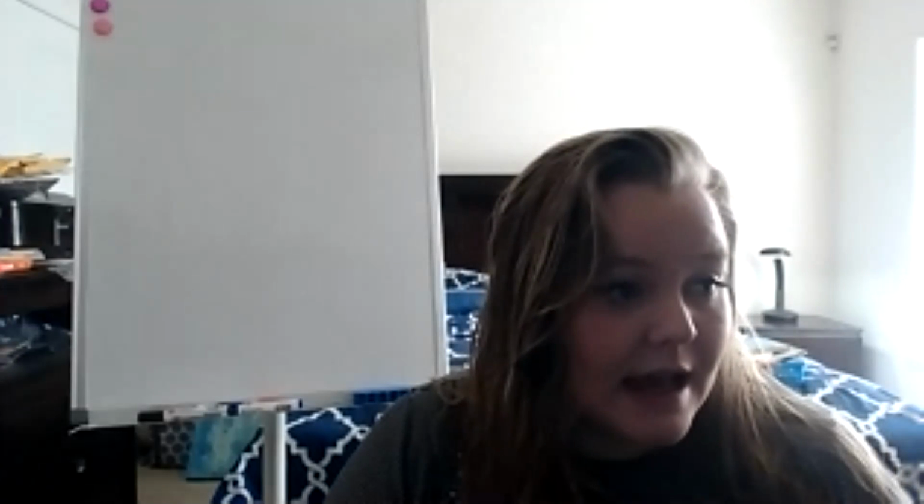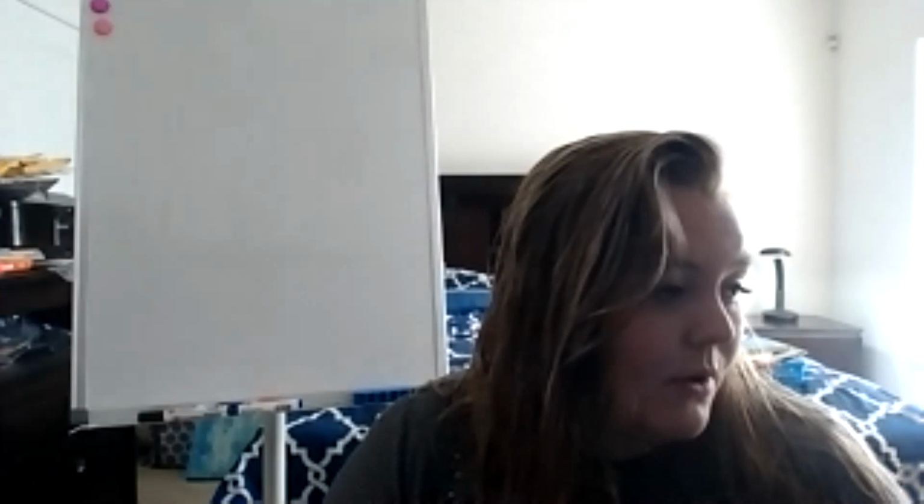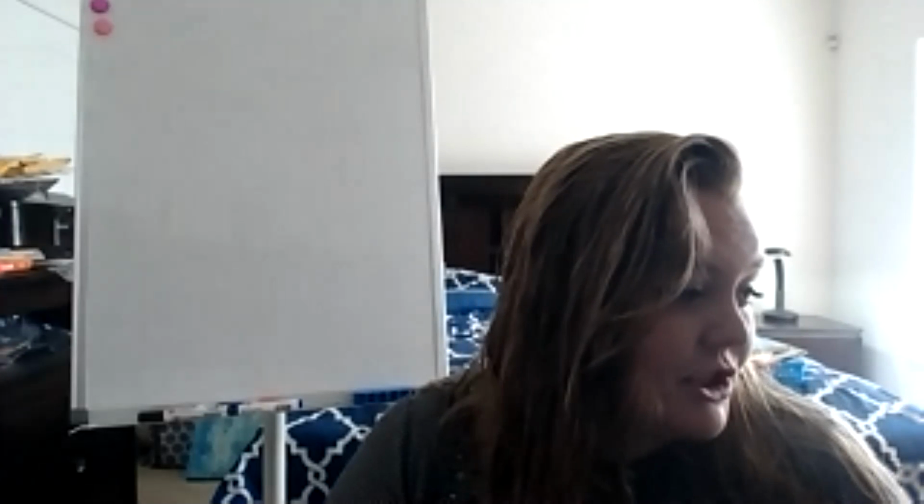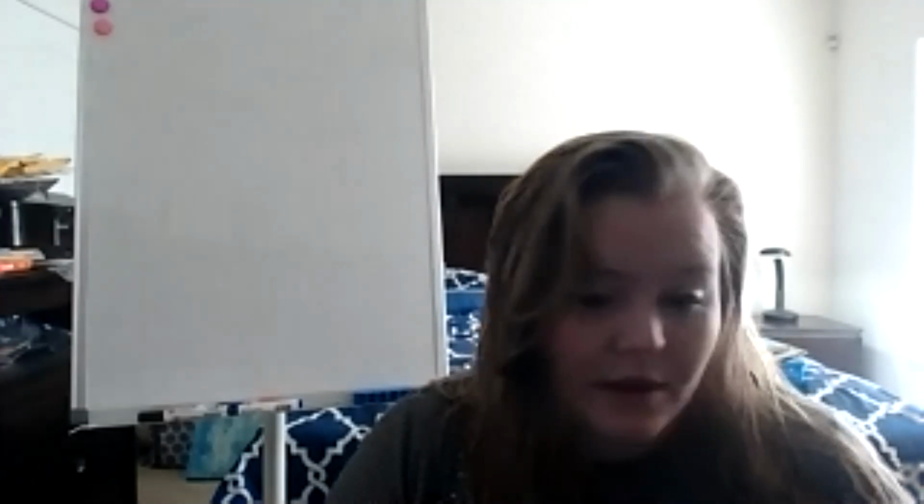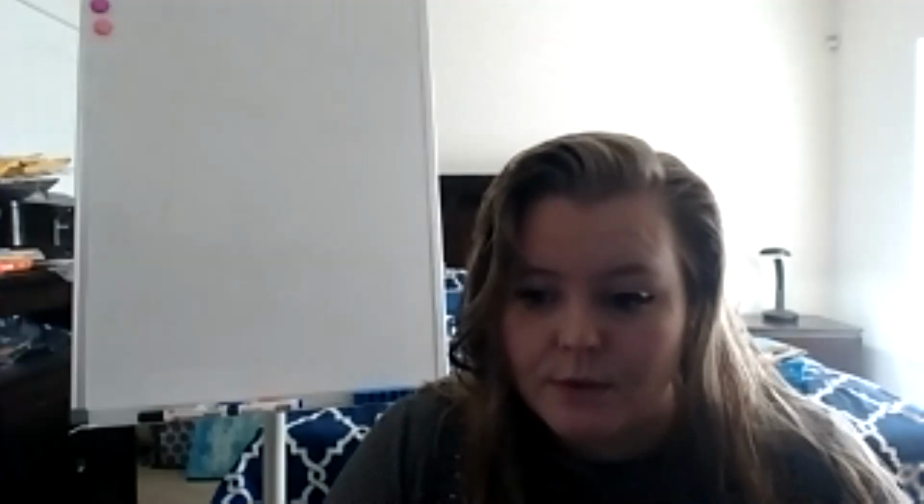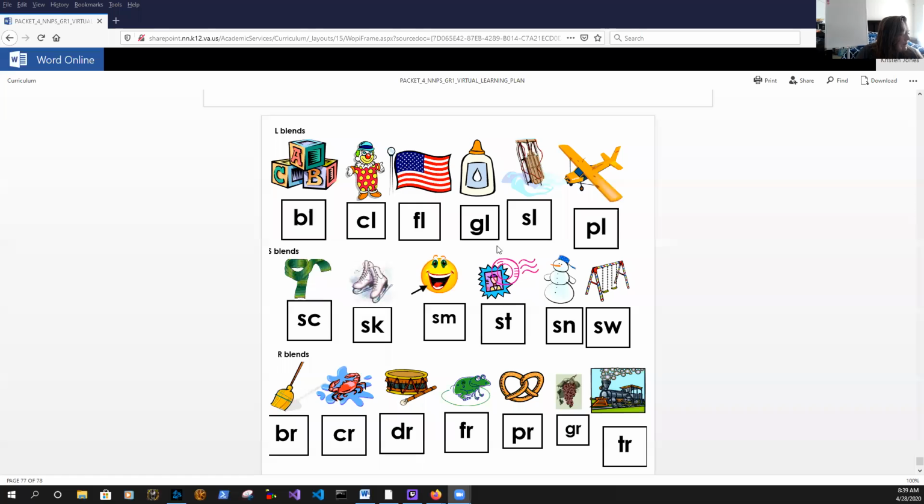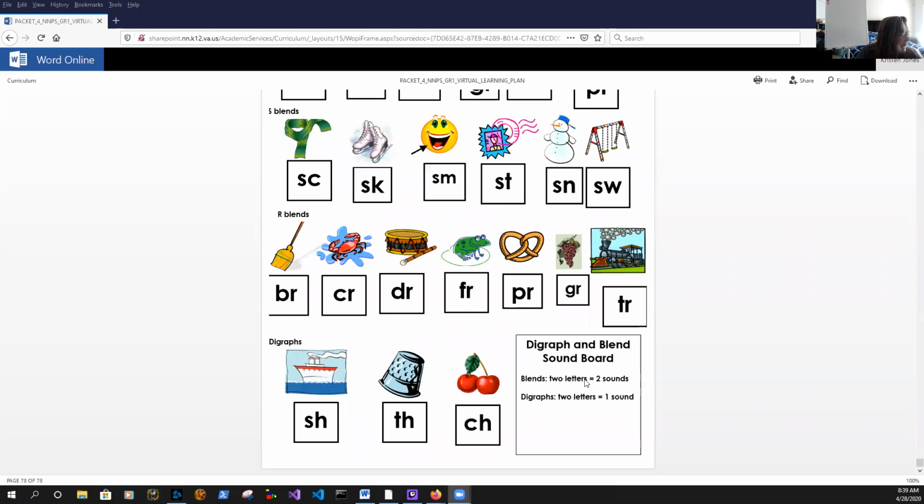So just to do a quick S blend review, I'm going to share my screen with you. Okay, so if we're looking here, look right here. It says blends are when we have 2 letters and 2 sounds. Digraphs are when we have 2 letters and 1 sound. So our digraphs are things like this: sh, ch. There are 2 letters there, but they only make 1 sound. Blends have 2 letters and 2 sounds.